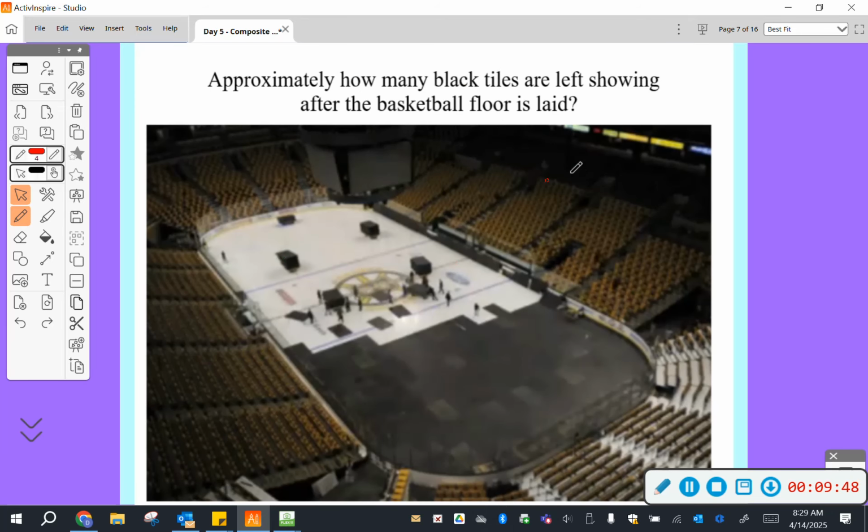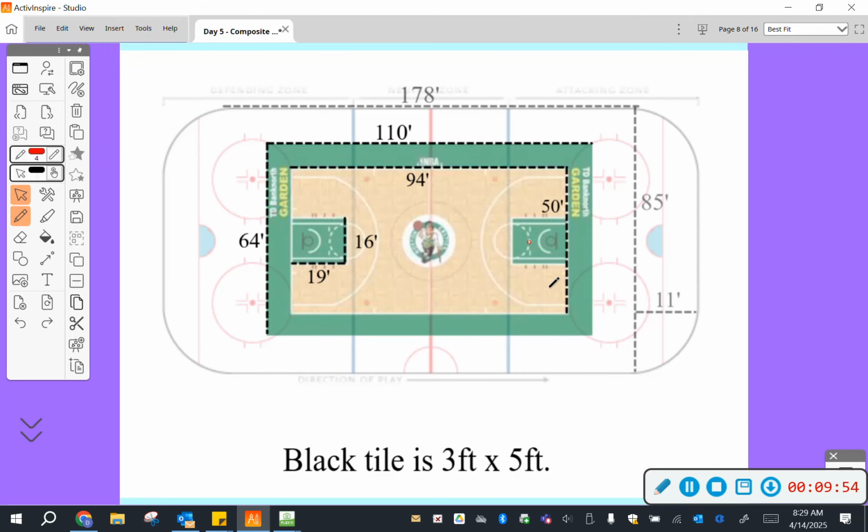So this would be a question you could be asked: how many black tiles are left showing after the basketball floor is laid, different things like that. Wouldn't you have to find the area of the hockey rink and then do what with the basketball court?